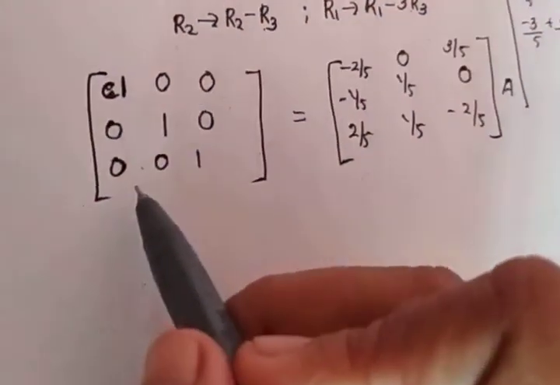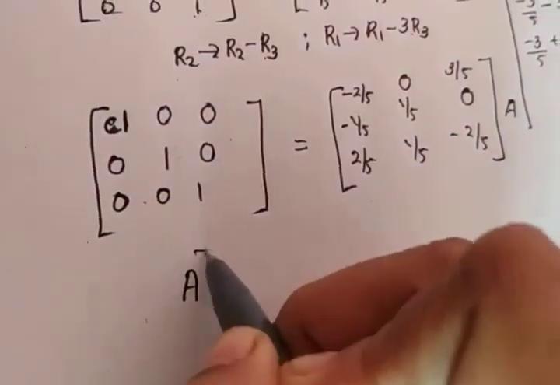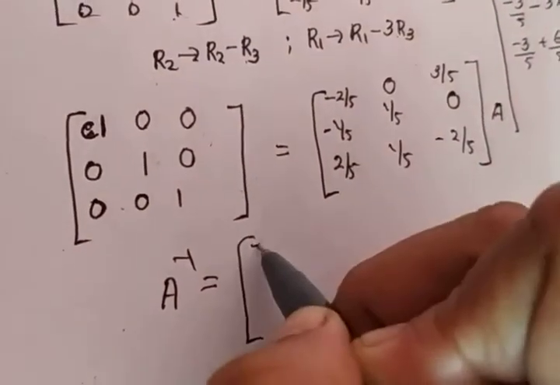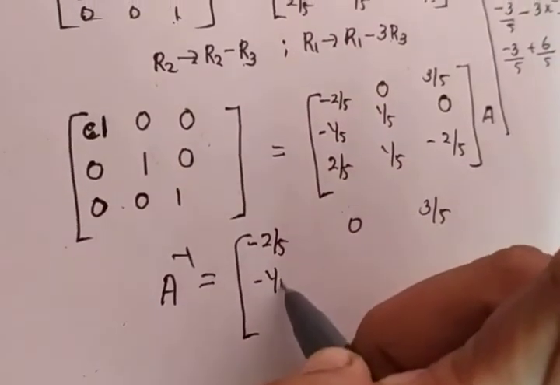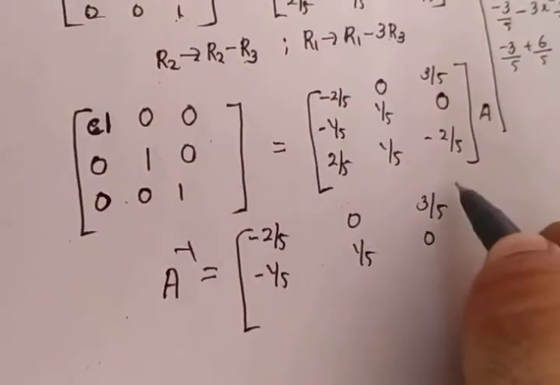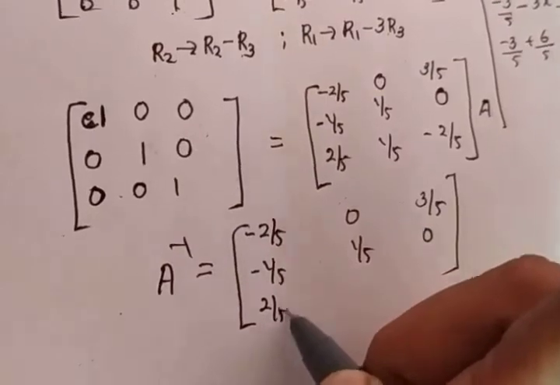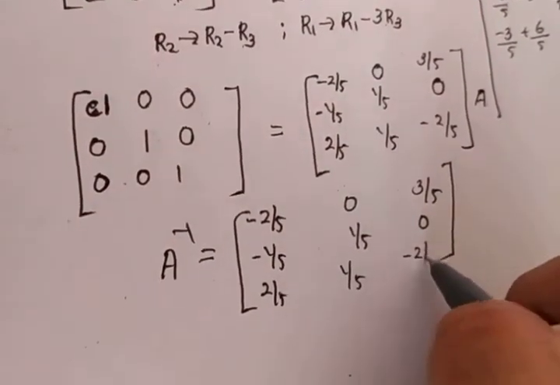Okay. So we got the identity matrix on the left side. So the inverse of the matrix will be minus 2 by 5, 0, 3 by 5, minus 1 by 5, 1 by 5, 0, 2 by 5, 1 by 5, minus 2 by 5.